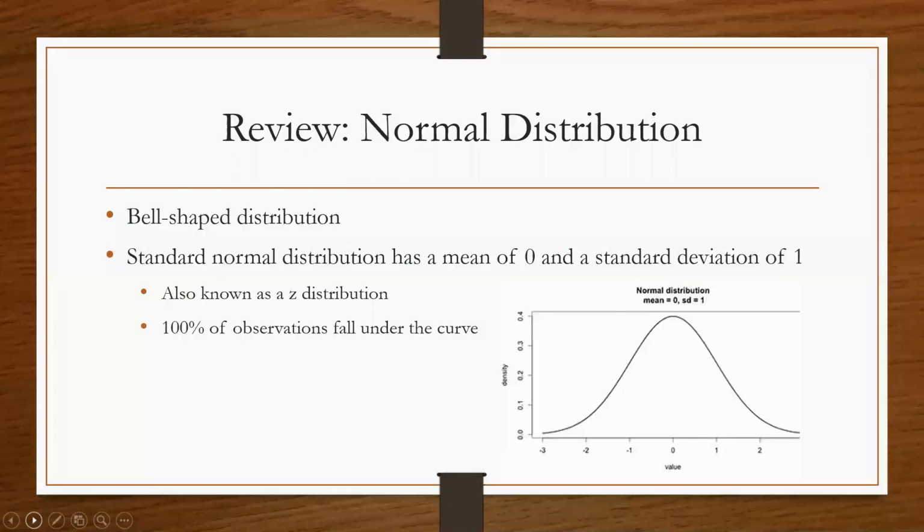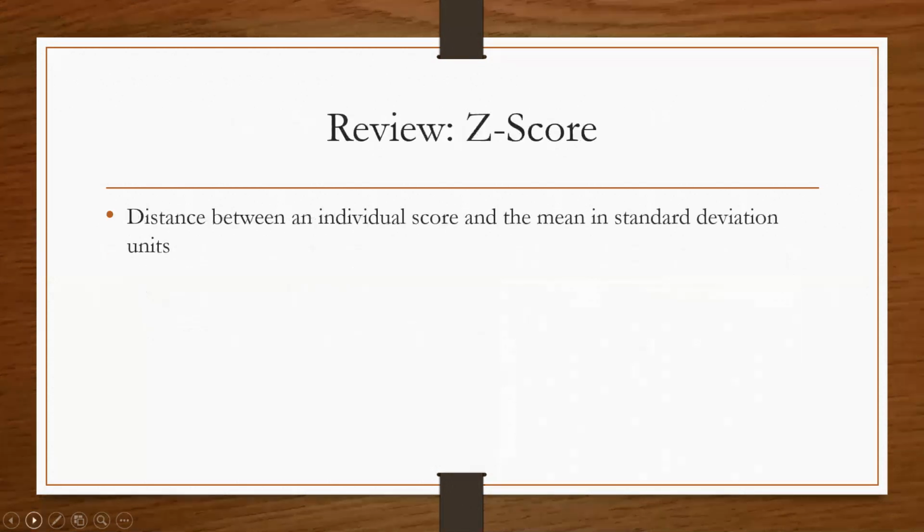So, to get into lesson 7, we have to do a little bit of review. First off, just review what a normal distribution is. It's a subset of a symmetrical distribution. It's bell-shaped. It has a mean of 0 and a standard deviation of 1. Another name for it is a z-distribution. And so 100% of all observations are going to fall underneath the curve. Also, a z-score is the distance between an individual score and the mean, in standard deviations.